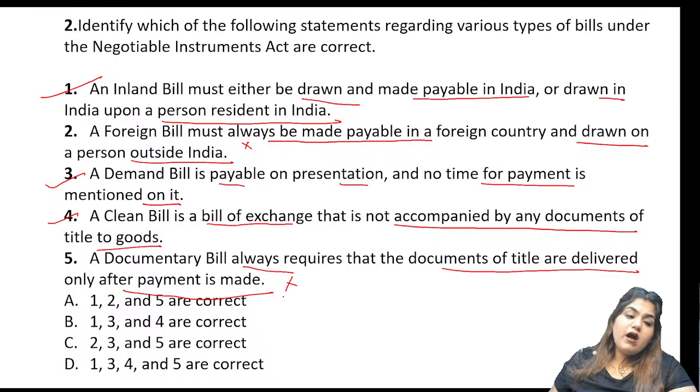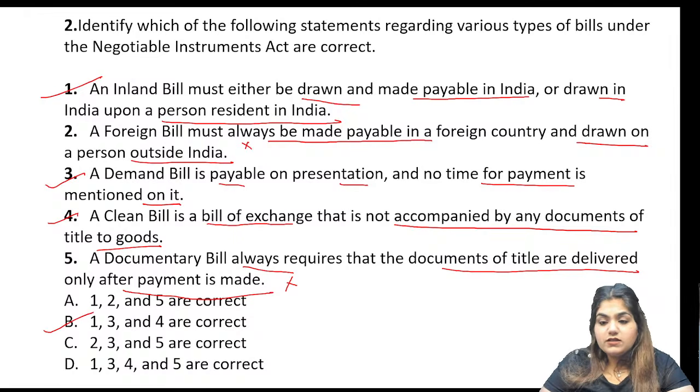2 and 5 are incorrect. 1, 3, 4 are correct. B is the correct answer.